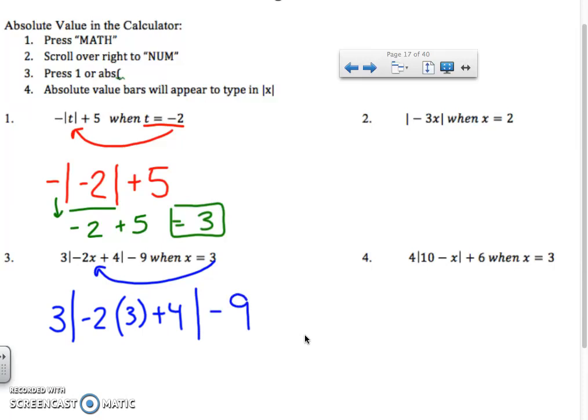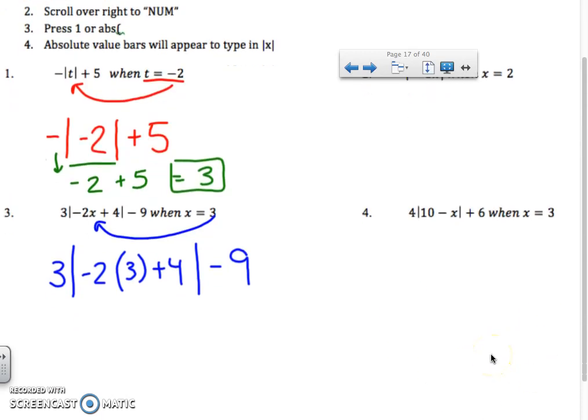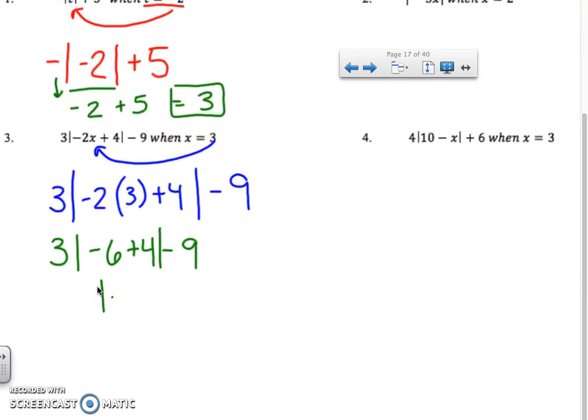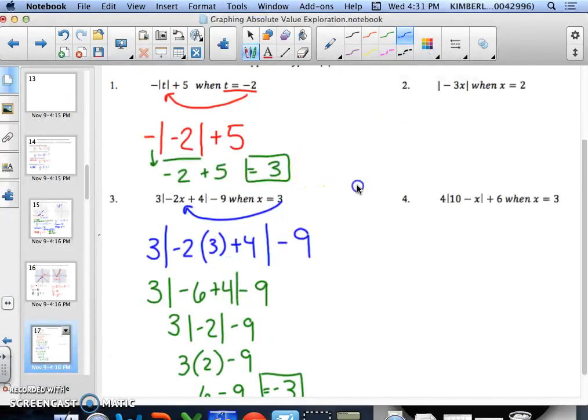-9. Okay, so if I were to do this in my head, order of operations tells me I should multiply first. So 2 times -3 is -6, and then bring down everything in our expression. -6 plus 4 is -2. The absolute value of -2 is a +2. 3 times 2 is 6, and 6 minus 9 is -3. So if I love math so much, which I do, and I want to do it in my head, that's how you would do it in your head.